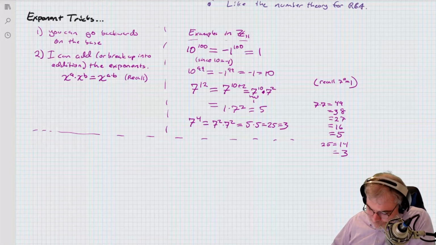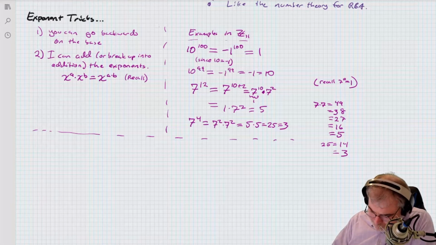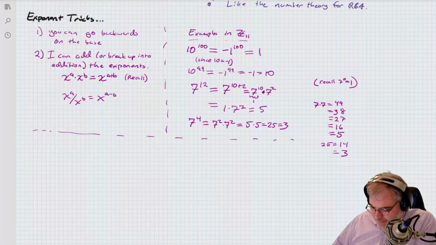I like that. Oh, and remember I can subtract as well. It should be a plus, not a times.